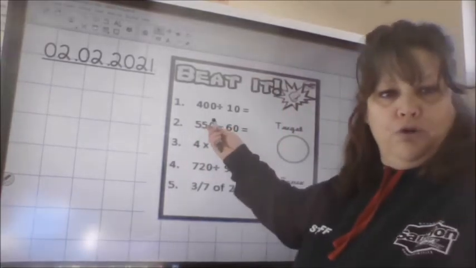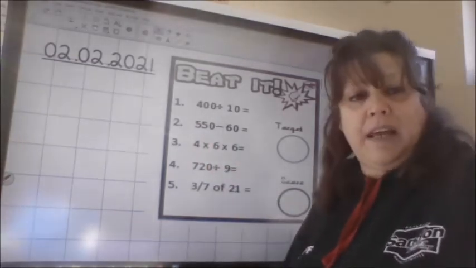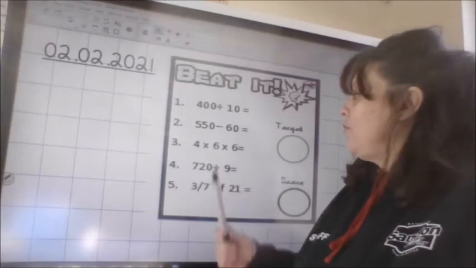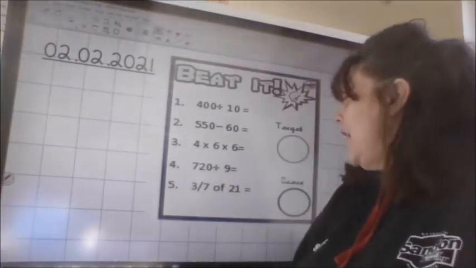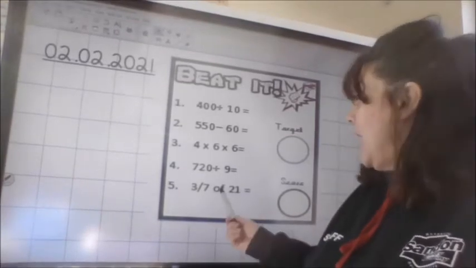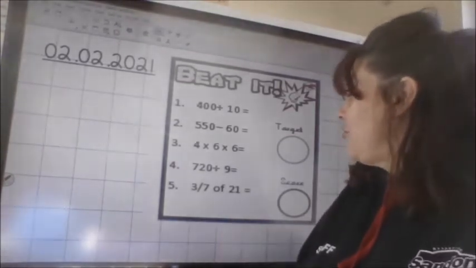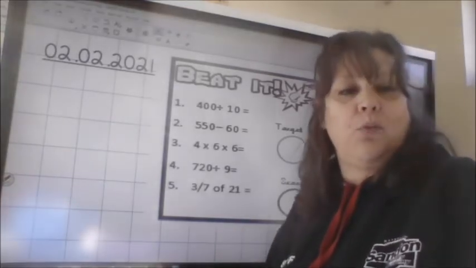Question 1 says 400 divided by 10. Question 2 says 550 take away 60. Question 3 says 4 times 6 times 6. Question 4 says 720 divided by 9. And finally, question 5 says 3/7 of 21.